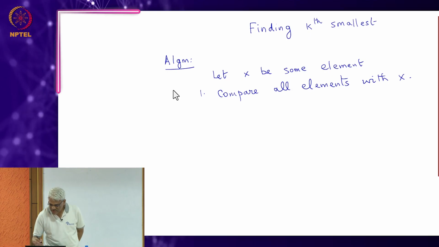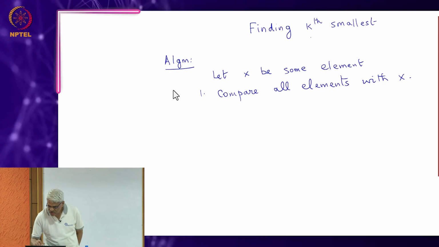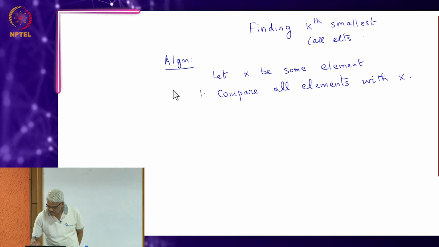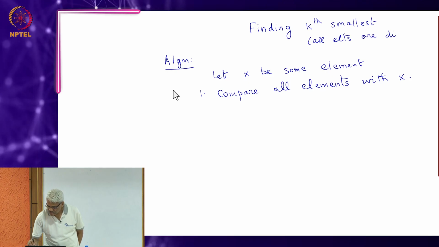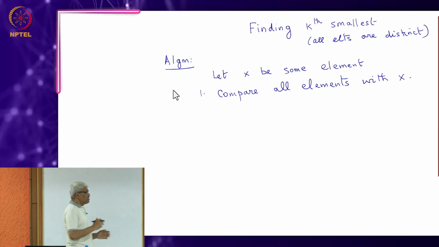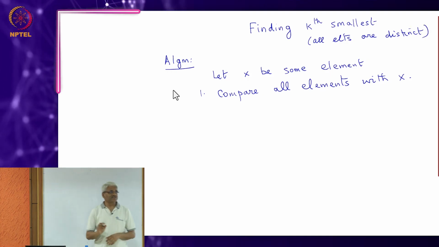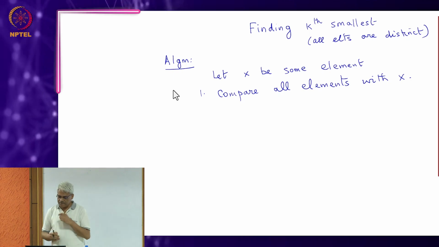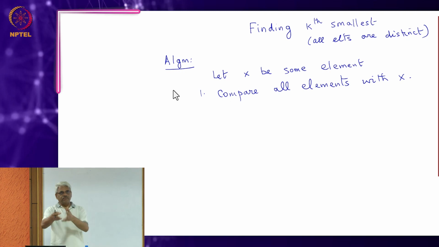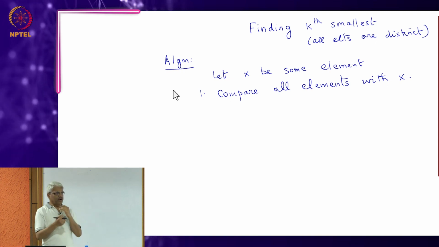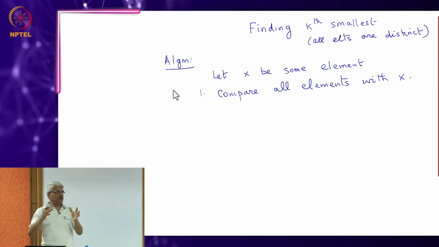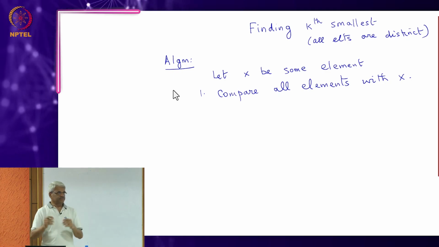Okay, so for ease, let's assume that all elements are distinct. This is not a serious assumption, but it makes the algorithm and the analysis cleaner. So I'm going to make that assumption. Now I'm going to compare all elements with some element I picked, let's call it x, and I have a counter which tells you how many are smaller, how many are bigger.